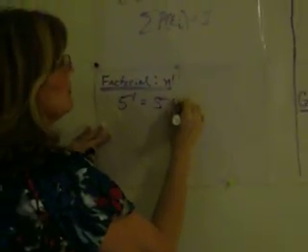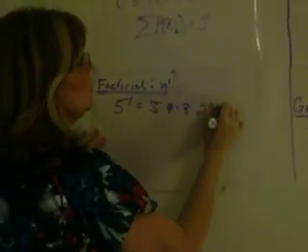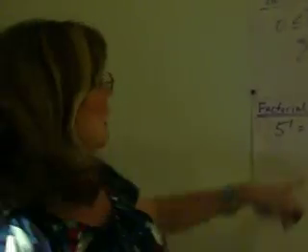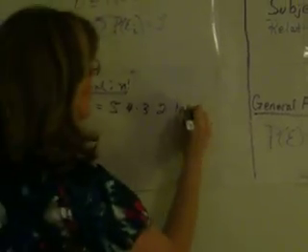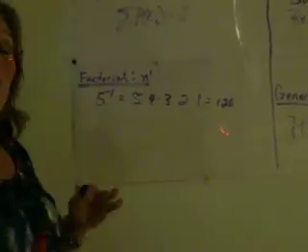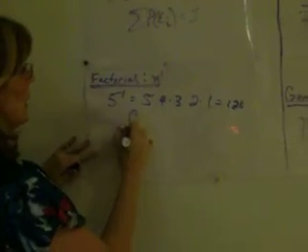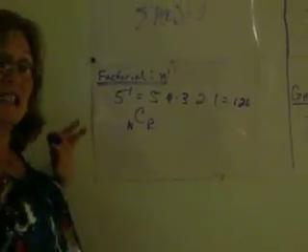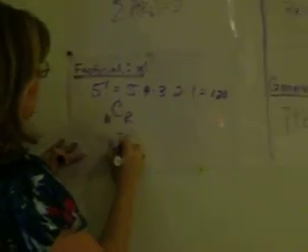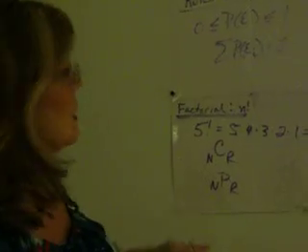Let's say I wanted 5 factorial. Well, 5 factorial means 5 times 4 times 3 times 2 times 1. Now, if I multiply that out, 5 times 4 is 20, times 3 is 60, times 2 is 120. So 5 factorial would be equal to the number 120. Now, we use this whenever we're dealing with the counting principle. We use it when we're dealing with combinations of n things taken r at a time. We use it with permutations of n things taken r at a time. And we're going to talk about that a little bit more in class.